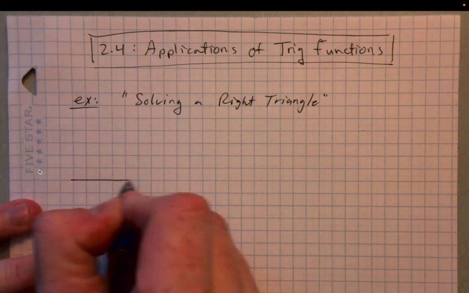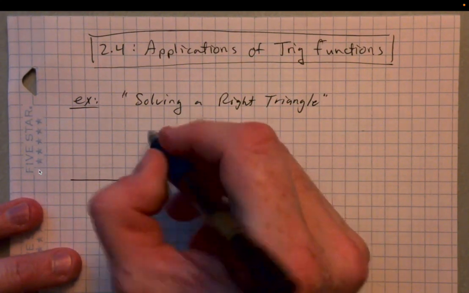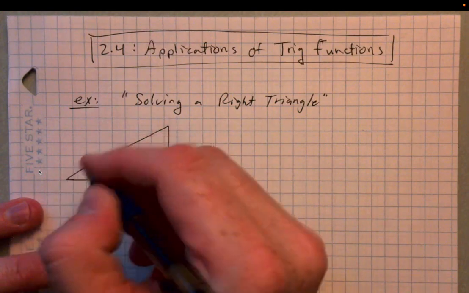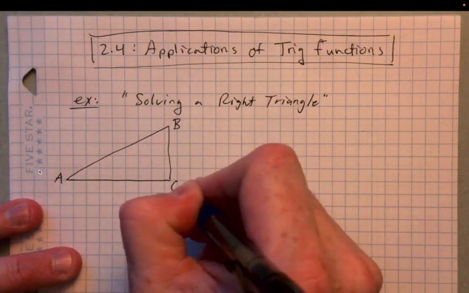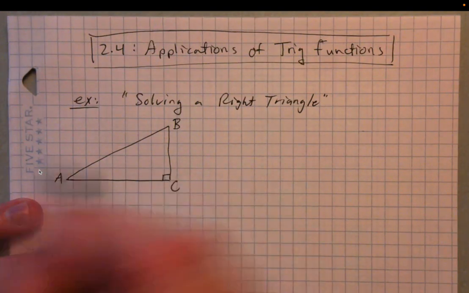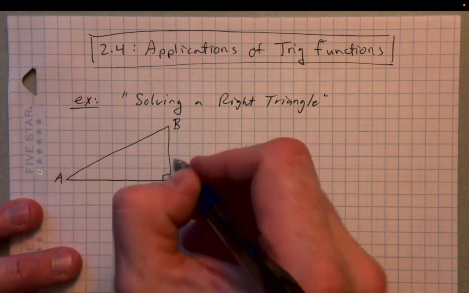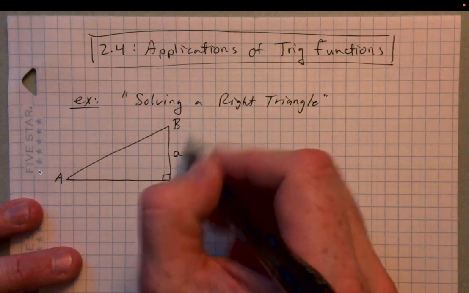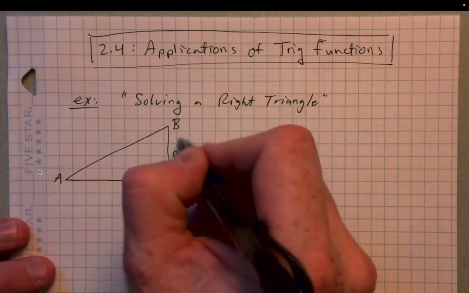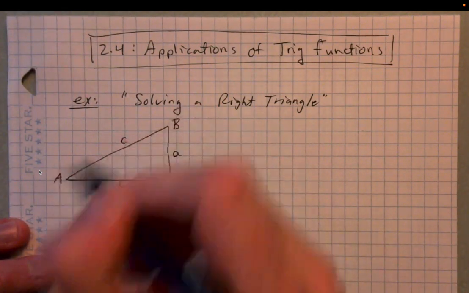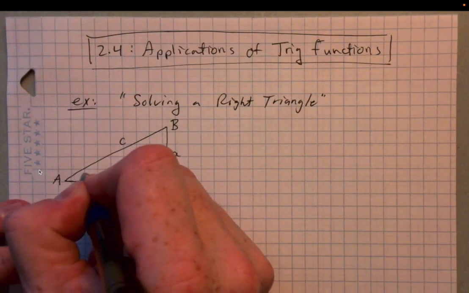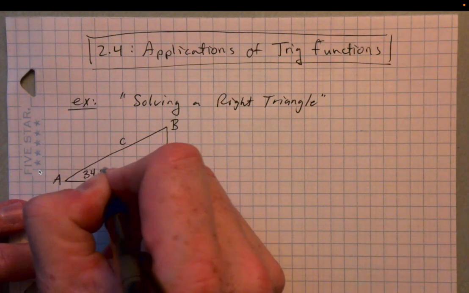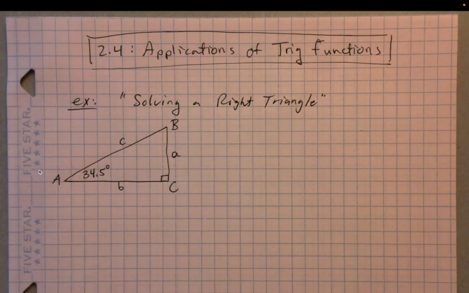Well, if I've got a right triangle here, let me draw you one. Let's say I've denoted A, B, C for the angles, and this will be the right angle over here. And I denote the opposite sides by lowercase letters. And let's say I've got an angle over here, maybe 34.5 degrees. That's the one we'll use in the example.